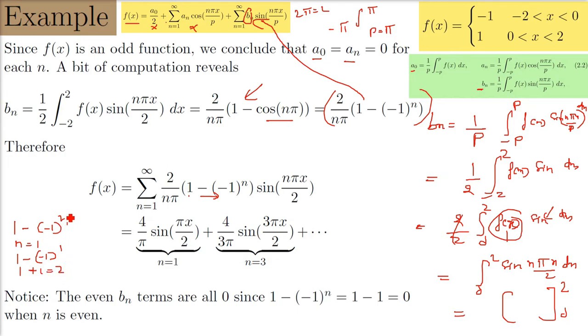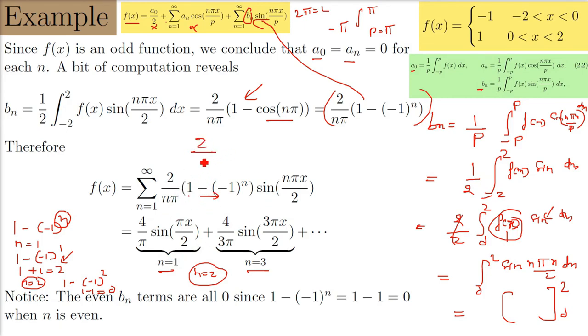But if I put an even number, say 2, then 1 minus 1 is 0. So for even n, all terms will be 0. It makes it much easier. All the even terms you are not going to take. You will only see the odd terms here. For even n there is no term.